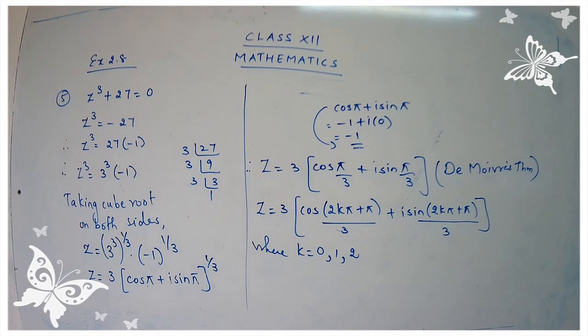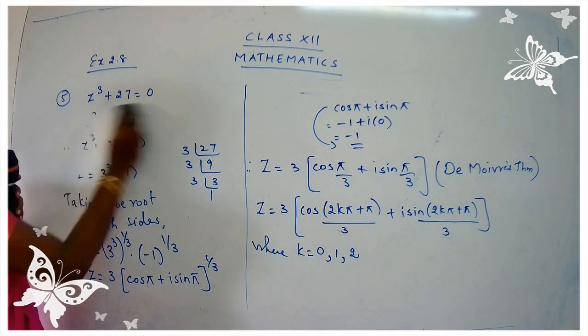So I hope you people are clear why we are choosing 3 values. We are choosing 3 values because we have a cubic equation over here, or a cubic polynomial over here, where k is 0, 1, 2. Okay. So I am going to start with k is equal to 0.